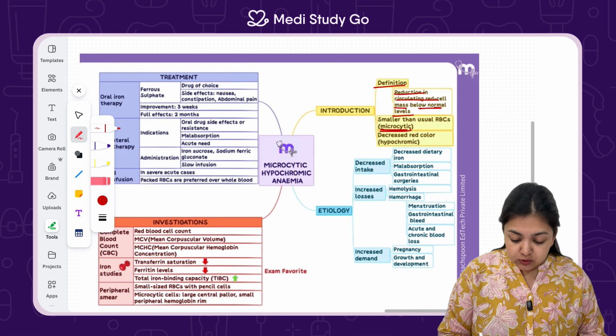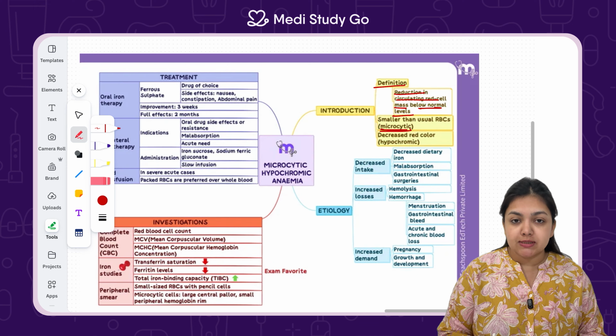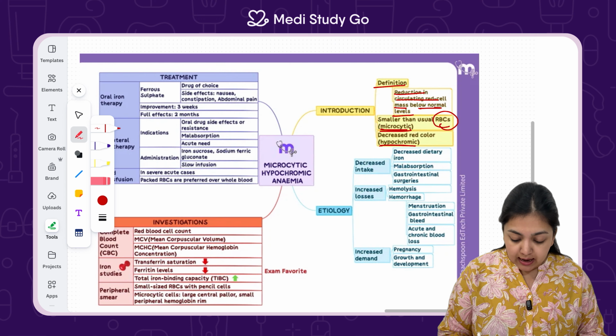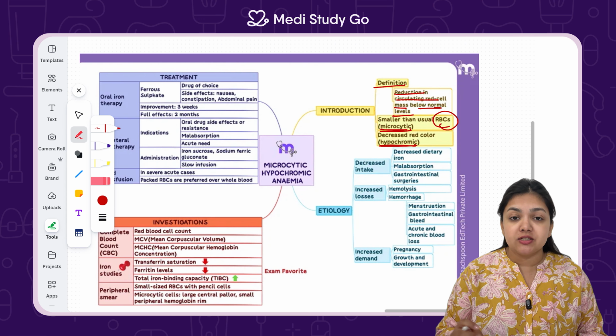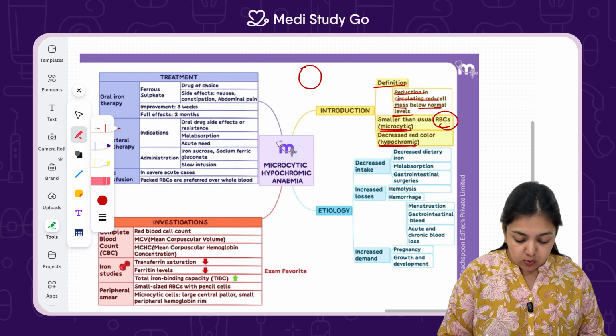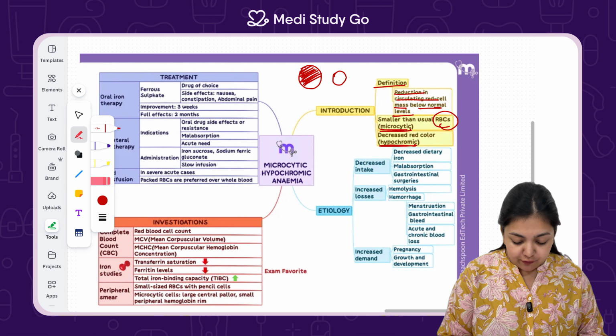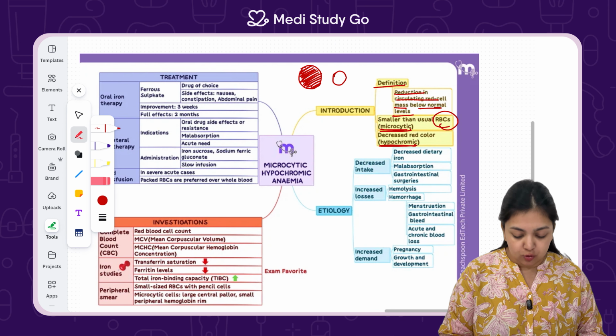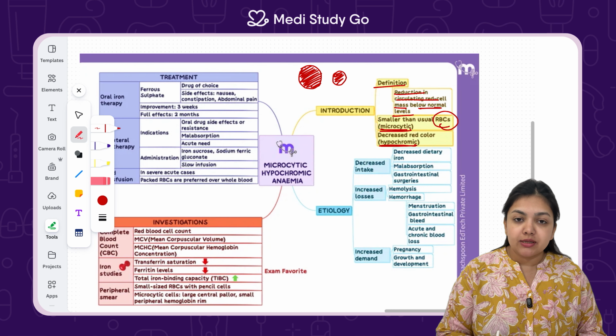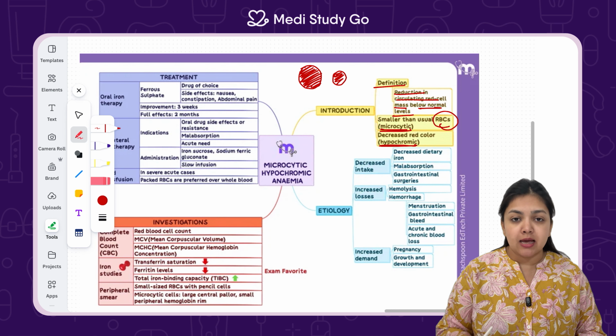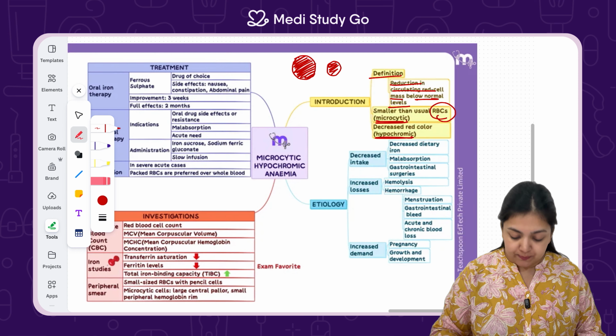The term microcytic means there is a smaller than usual size of RBCs, and hypochromic means there is decreased red color. So suppose this was the RBC normally: firstly the size will be lesser now, and if this was completely filled with the red color, which is hemoglobin, the quantity is going to be decreased. So the size is decreased and the quantity is also decreased, hence hypochromic and microcytic.